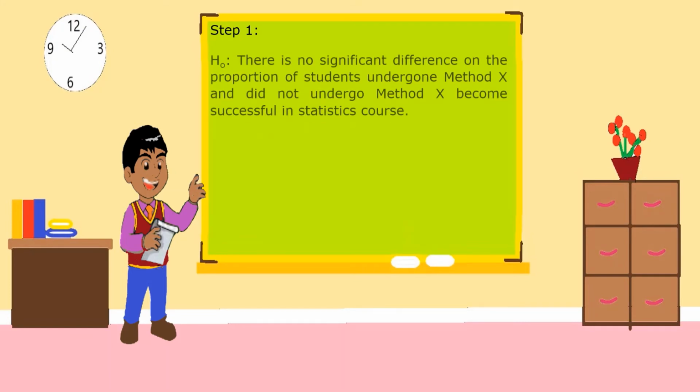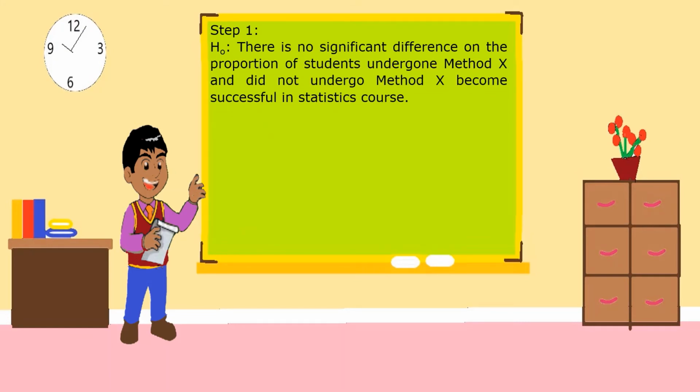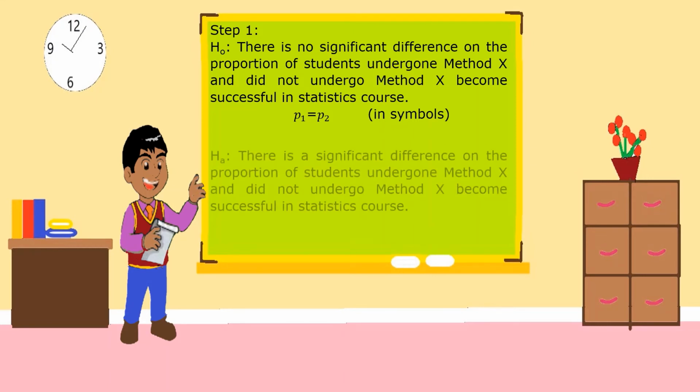Step 1. Null hypothesis. There's no significant difference in the proportion of students who underwent method X and did not undergo method X becoming successful in the statistics course. So this is our symbol: P sub 1 is equal to P sub 2.